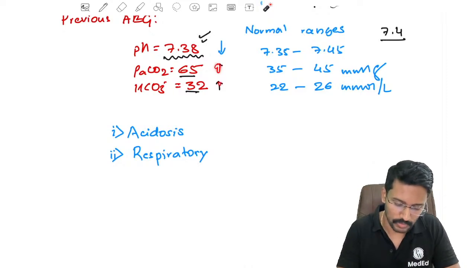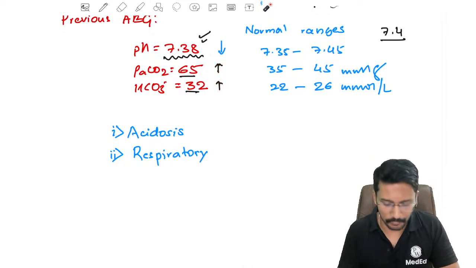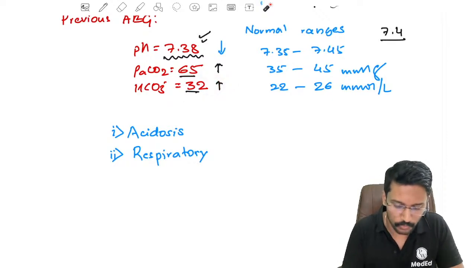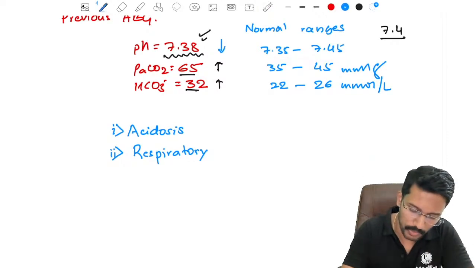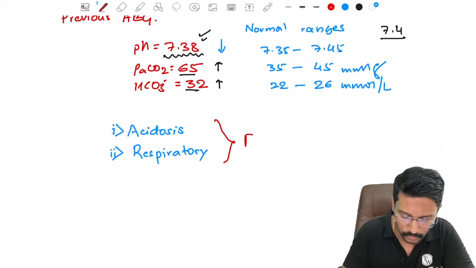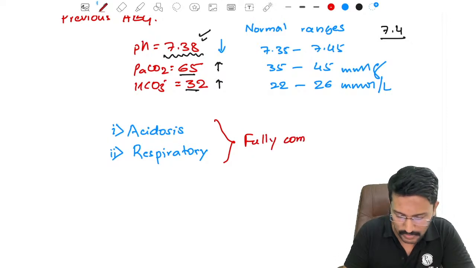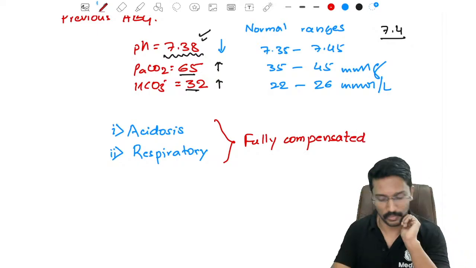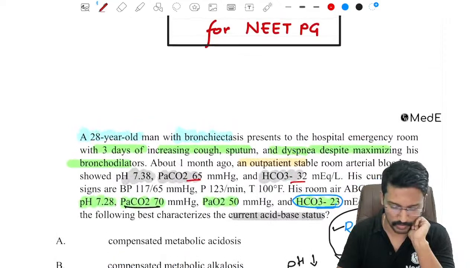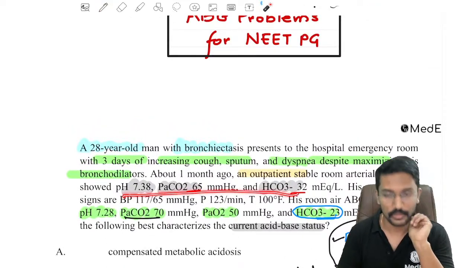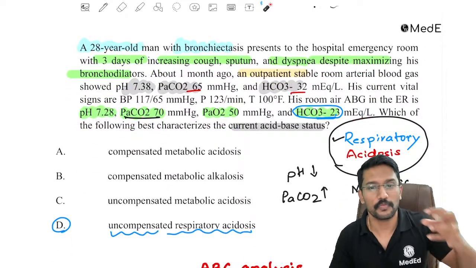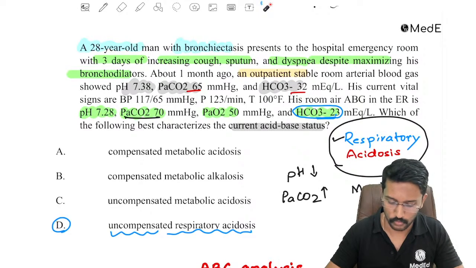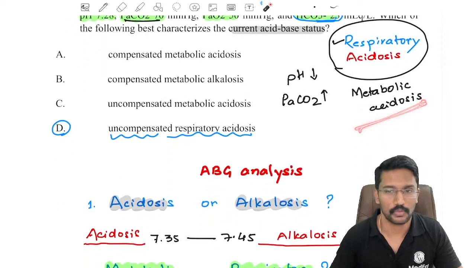Every time PaCO2 goes high, kidneys will try to raise the bicarb. But if this change is good enough to get the pH back to normal range, means within this range, then it is called fully compensated. So यहाँ पे pH is definitely in the normal range, so this will be called fully compensated. So the original, the 1 month old ABG that this patient had presented with had respiratory acidosis that was fully compensated. Now what he has is uncompensated respiratory acidosis with an underlying metabolic acidosis also, right?